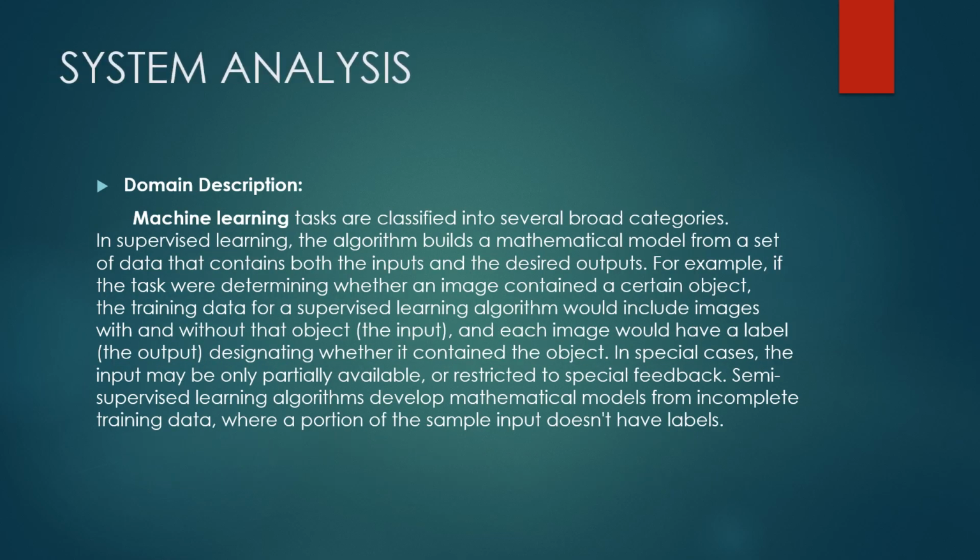What exactly does system analysis consist of? The first part is the domain description, what exactly we are going to do. Machine learning tasks get classified into several broad categories. In supervised learning, the algorithm builds a mathematical model from a set of data that contains both the inputs and the desired outputs. For example, if the task were determining whether an image contained certain objects, the data would include the outlines of the object.